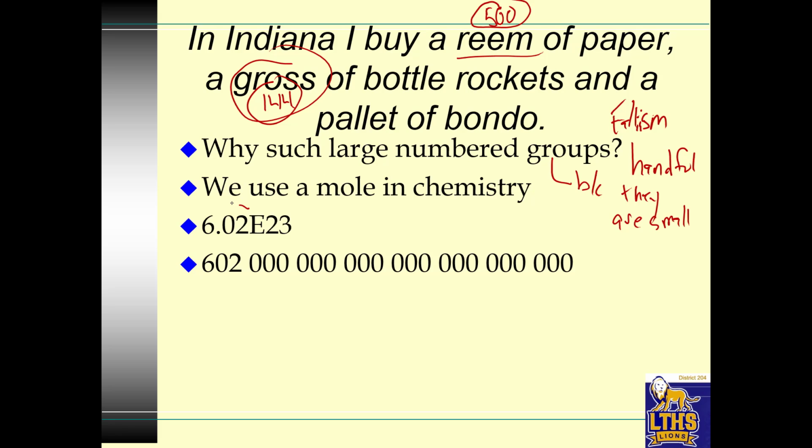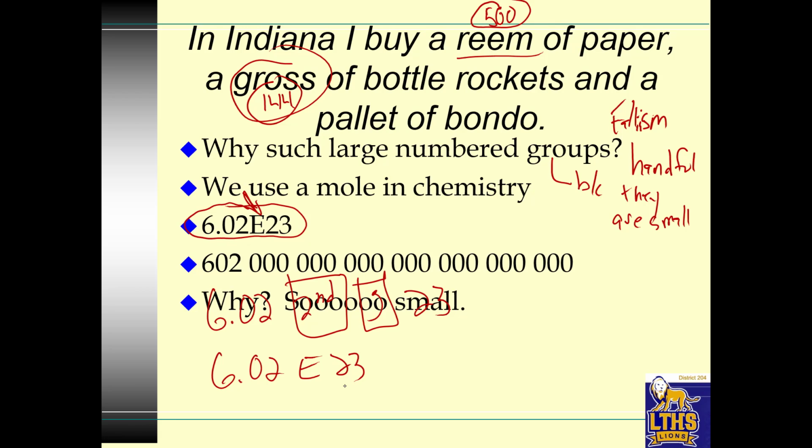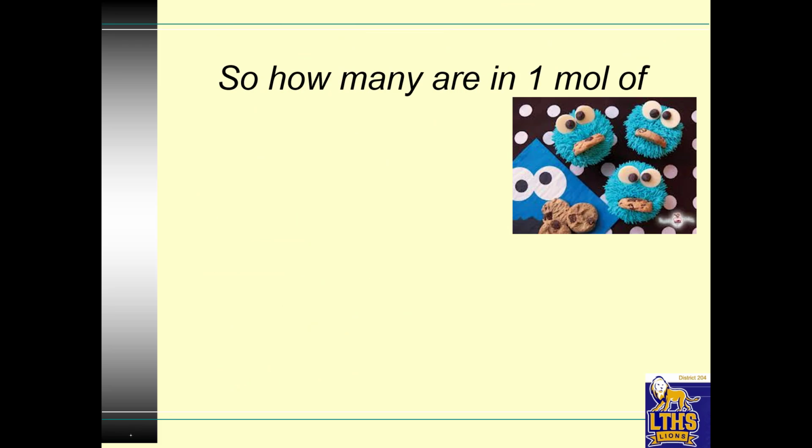We use a mole in chemistry, and the number for a mole in chemistry is 6.02 E23. One thing I want to do really quickly is show you how to get that E on your calculator. I would type 6.02, and then I hit the second button, and then the comma key, second comma, 23, and that will look like 6.02 E23. And why do we use a number that's so big? Because the particles are so small, and this gives us about a handful. A mole of water is about a handful of water. A mole of carbon is about a handful of carbon.